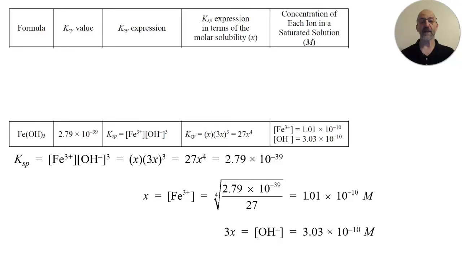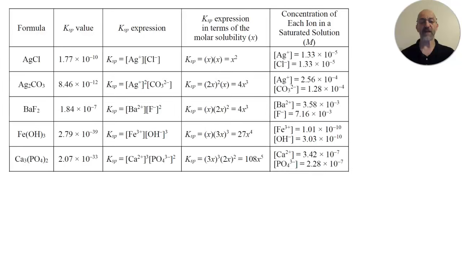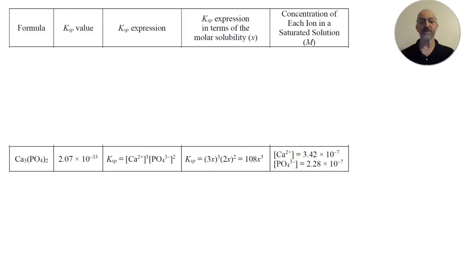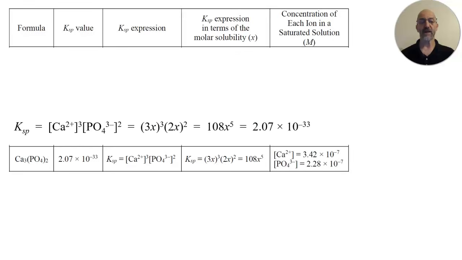And then one final example in this table was also kind of challenging with respect to the math and the ratios. It was 3 calciums and 2 phosphates. So they were in a proportion of 3x for the concentration of the calcium ion, 2x for the concentration of the phosphate ion, but I had to still raise it to the appropriate power based on the coefficients. So when I did 3x quantity cubed and 2x quantity squared, I got 108 times x to the 5th power.